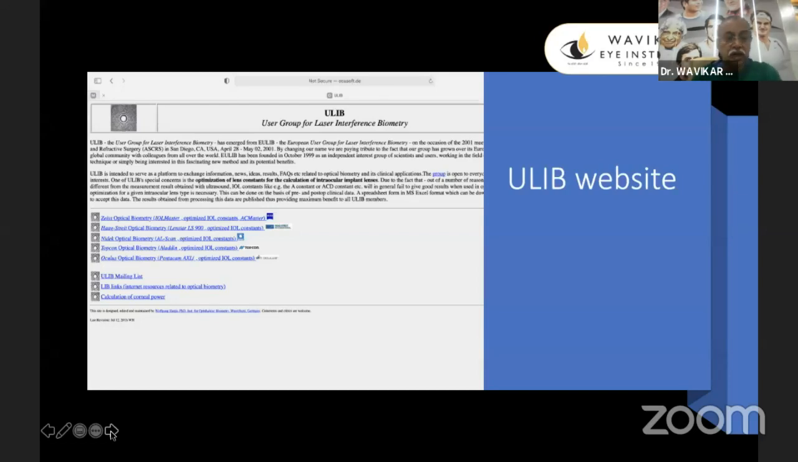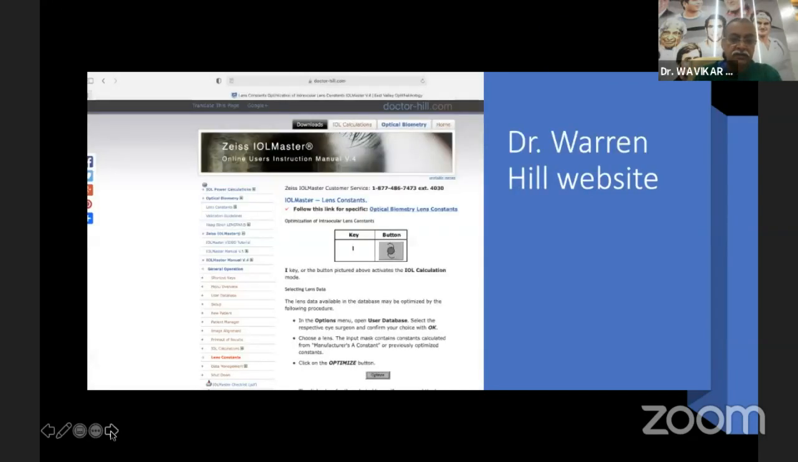So to start with, we go to the ULIB website. ULIB is the User Group of Laser Interference Biometry. There are A constants which have been devised depending upon a large population of surgeons, and we can start with that as a starting point. And after that, if you personalize this further, number one, you go to Warren Hill's website and nice instructions are given. If you go through, again, you require 30 cases, and it is done.